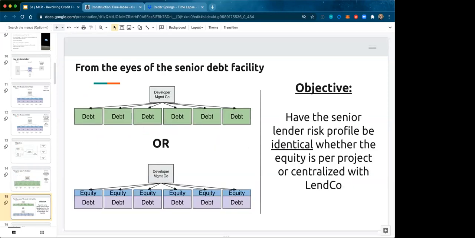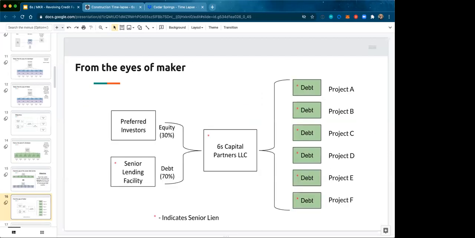From the eyes of a senior debt facility, and right now I'm making it generic, whether or not the capital is 100% debt or some of it is done with equity, the objective is that the senior lender is identical. Whether we have a bank involved or it's Maker, the risk profile is exactly the same. So from the eyes of Maker, there's a senior lending facility that has a senior lien equivalent into 6S Capital Partners, which has a senior lien into every one of these singular projects. If there's ever a default, the senior lender facility is senior to everything and wipes everybody else out.